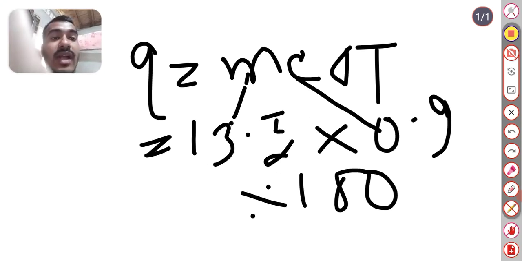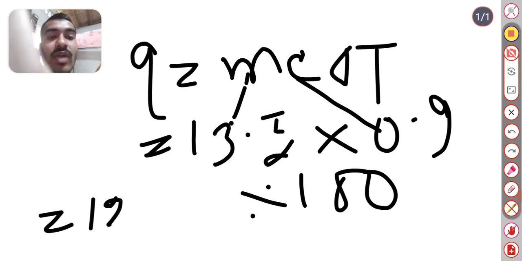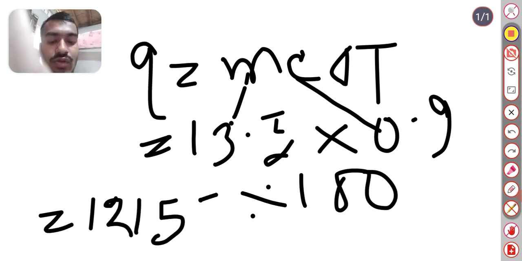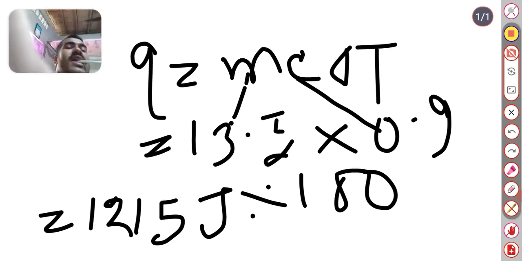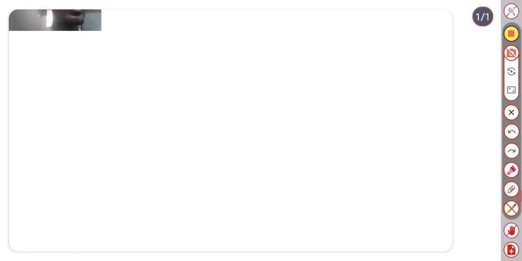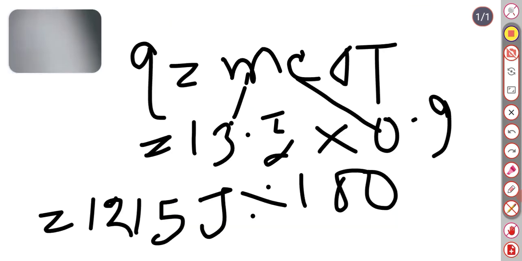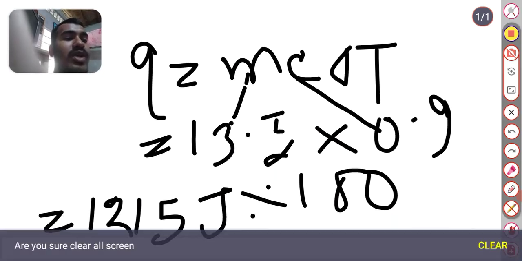So the value we get is 1215 joule. That is the amount of Q, m c del T: 13.5 times 0.9 times 100, 1215 joule. That is the heat required to change the temperature from 300 to 400 Kelvin. Clear? Next we are moving to the next question, a very important question also.